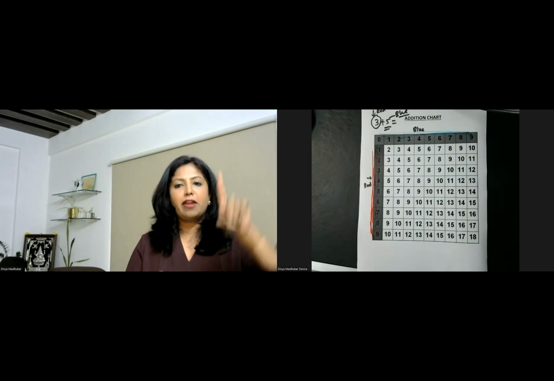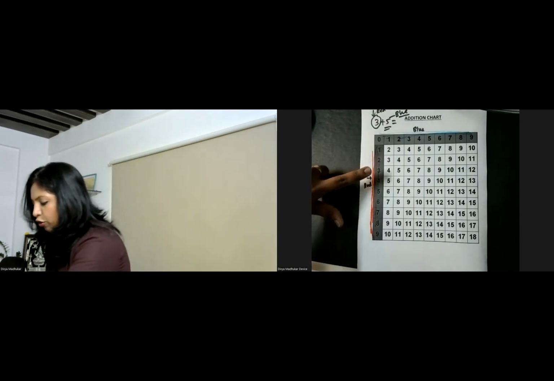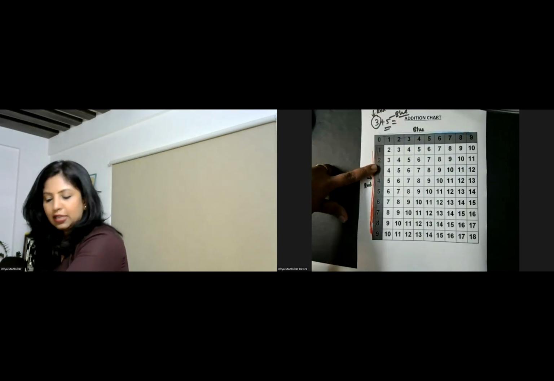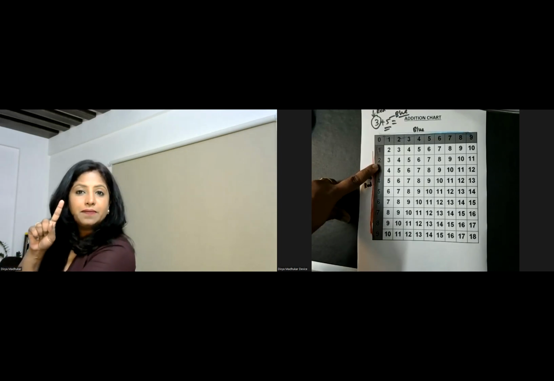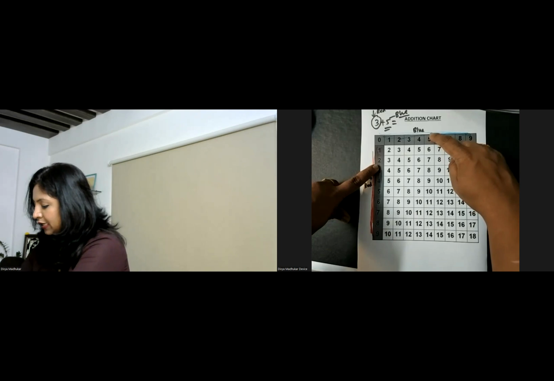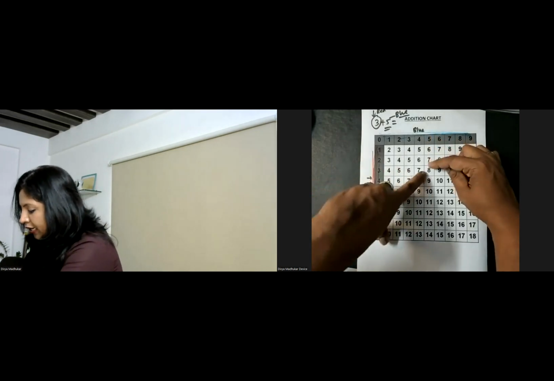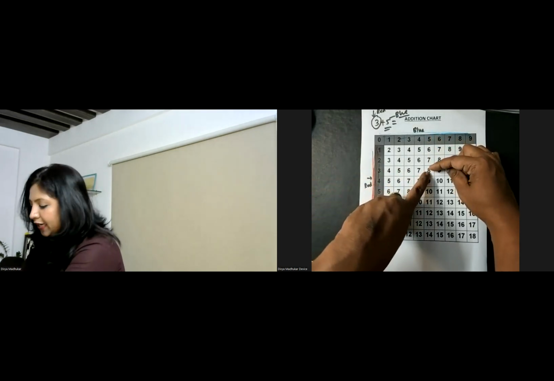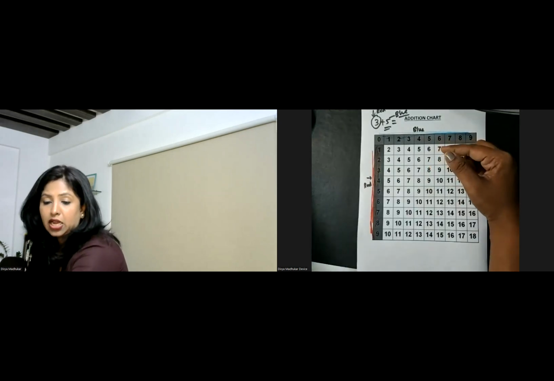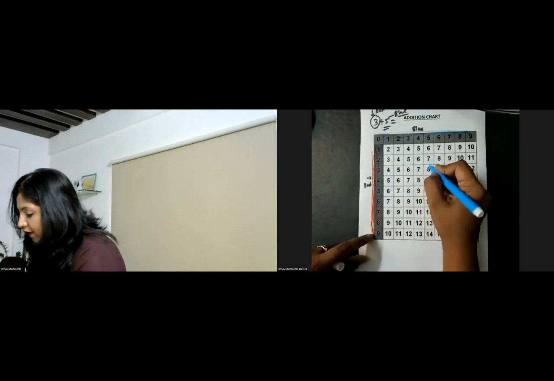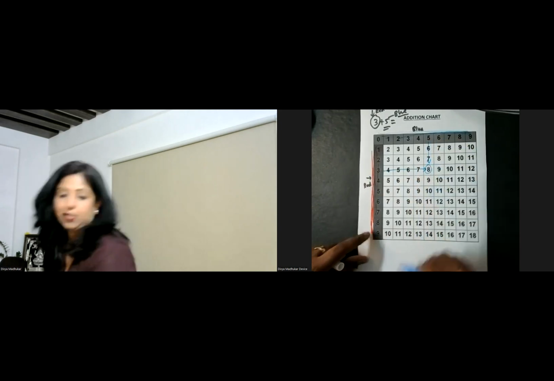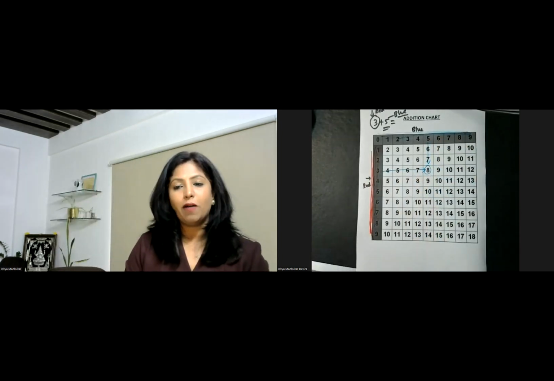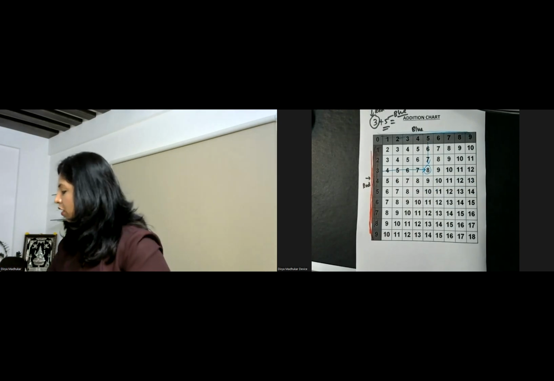So I take my first finger, I put it onto 3 on the red. Then I take my second finger. Where should I position that? On my 5. Then I glide through it. Wherever it is intersecting, that becomes my answer. So it intersected at 8. So you would position it this way. So your answer will be 8. So that is your answer.